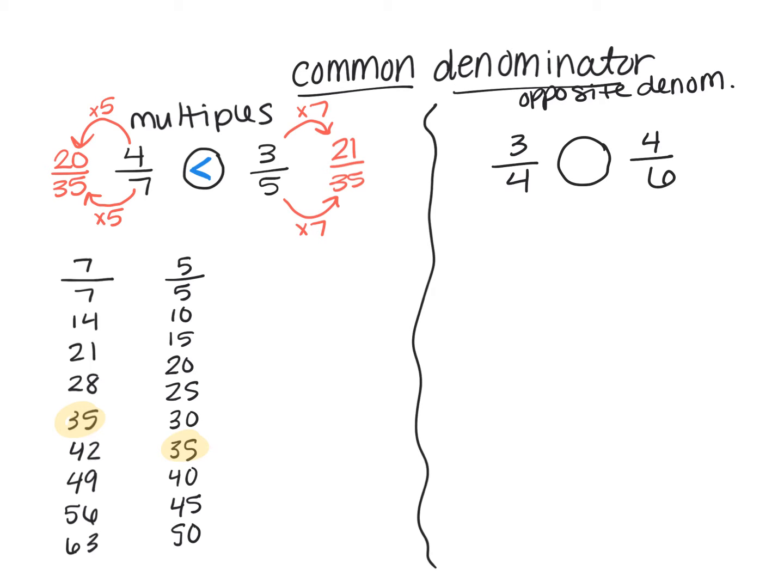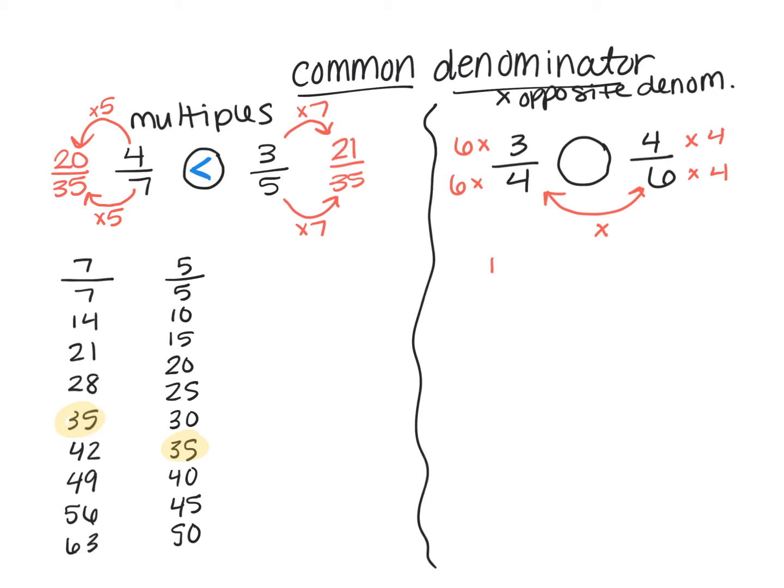Now I'm going to look at finding a common denominator by multiplying by the opposite denominator. So I have 3/4 and 4/6, and I want to know if 3/4 is less than, equal to, or greater than 4/6. What I'm going to do is find a common denominator by multiplying by the opposite denominator. So for 3/4, the other or opposite denominator is 6. So I'm going to multiply by 6 on the top and on the bottom. For 4/6, the opposite denominator is 4. So on this side, I'll be multiplying by 4.